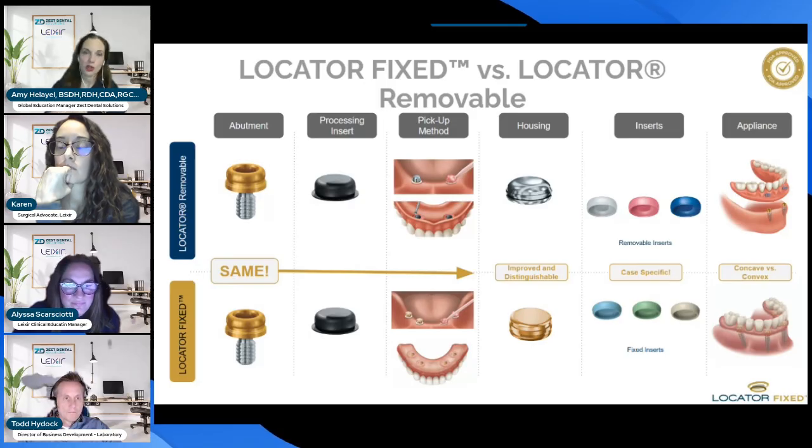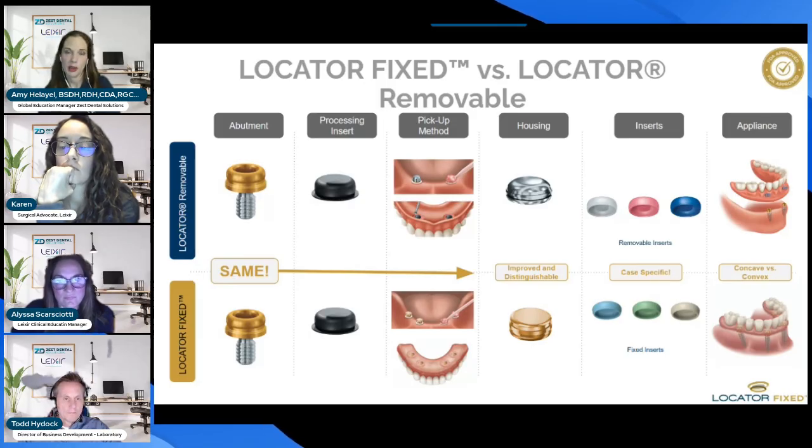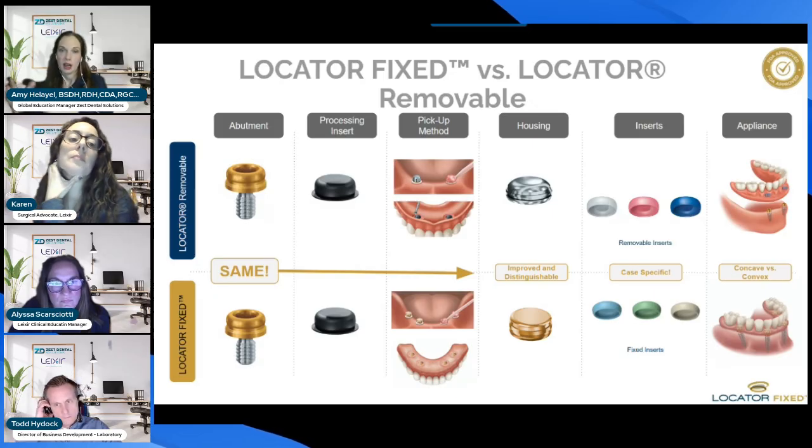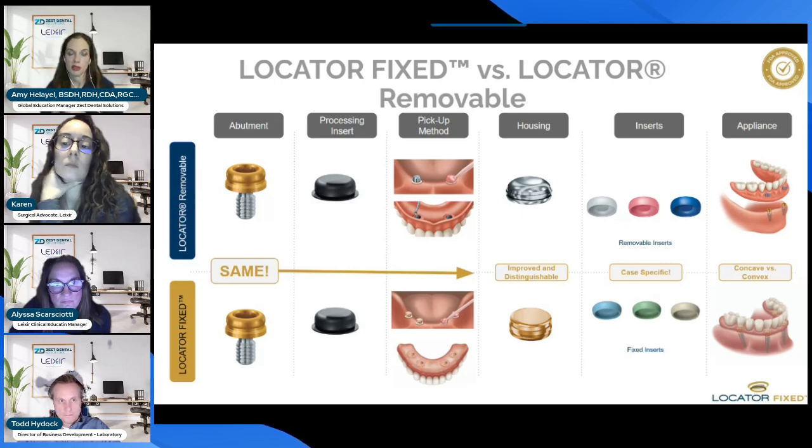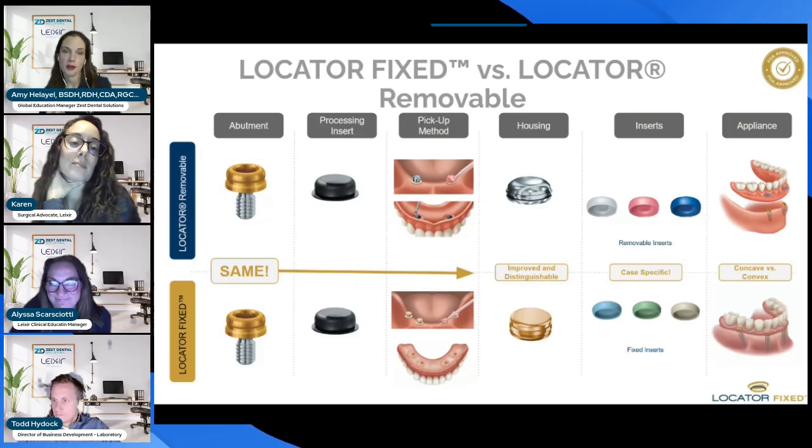So again, the beauty of locator is it truly can take your patient from a dentulist or terminal dentition on a journey from a 2-implant overdenture to a 4-implant overdenture to eventually being a fixed full arch case, all while using the same abutment that you're comfortable using. So that's kind of my teaser on what we're going to talk about at our next webinar on February 3rd.